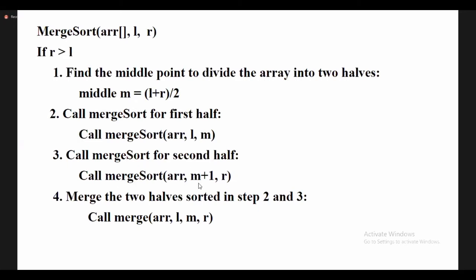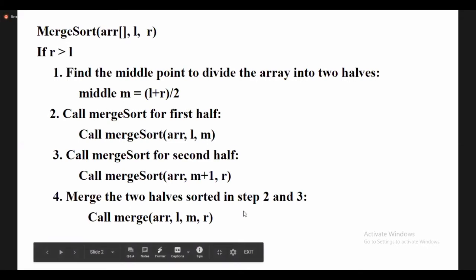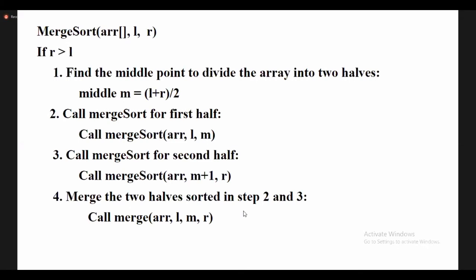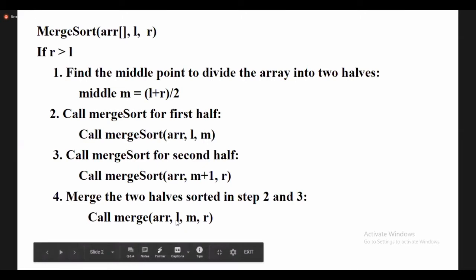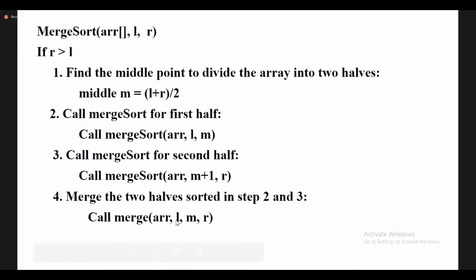Merge sort is a recursive calling. After going down to only one element, merge the two halves sorted in steps 2 and 3. So that is the call to the merge array, L comma M comma R. Okay, that merges the elements.